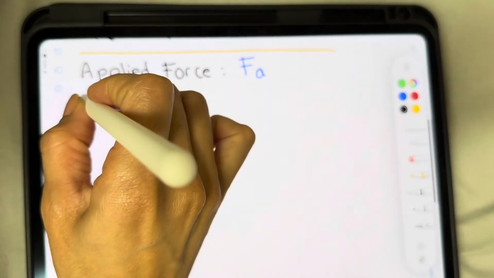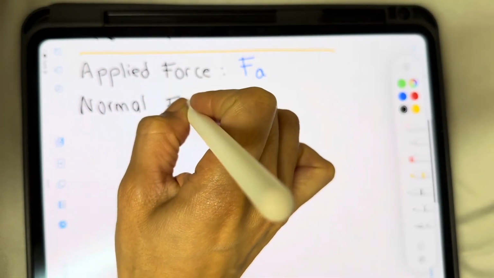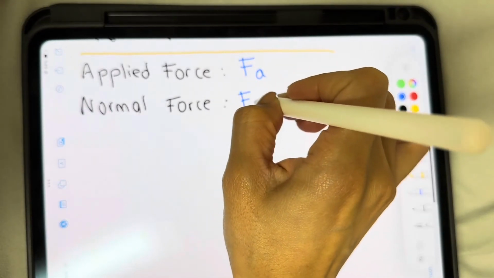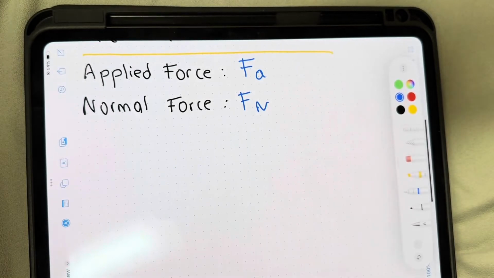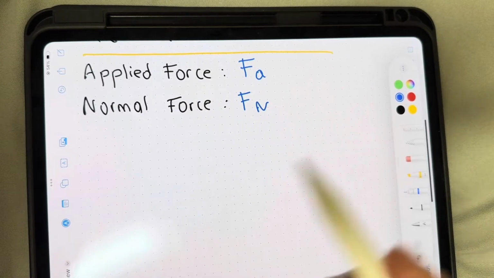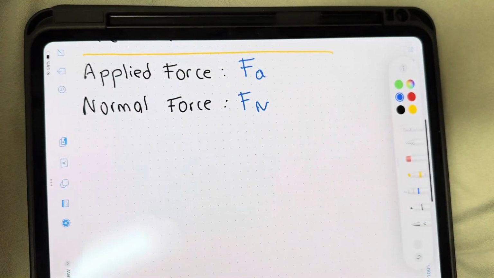We also have normal force. We represent normal force with Fn. Normal force is the force present due to the contact with a surface. So if you have a box on a table, the table is the surface and that is applying a normal force over that box. If you are standing up, the floor is the surface and the floor is applying a normal force upwards to hold you.